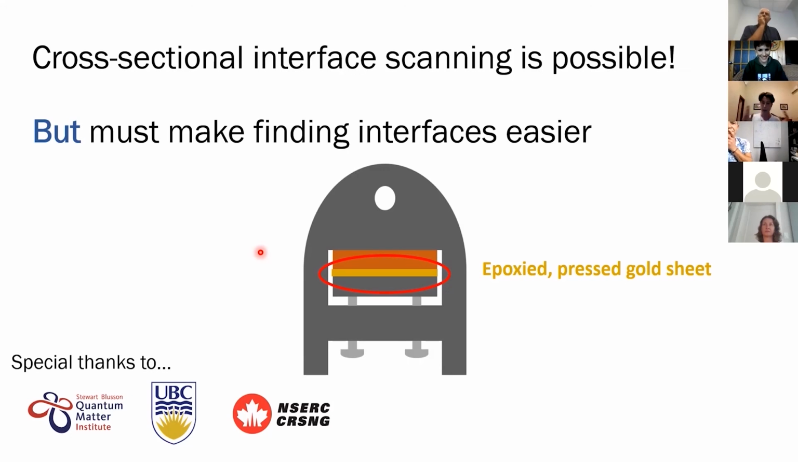However, atomically, it's worth noting that there would still be a difference between the film and the gold sheet. But this would actually be good, because it would be a bit more of a strong indication that we've found the edge with some sort of dip, most likely.